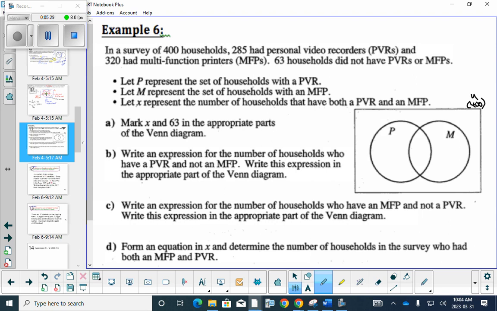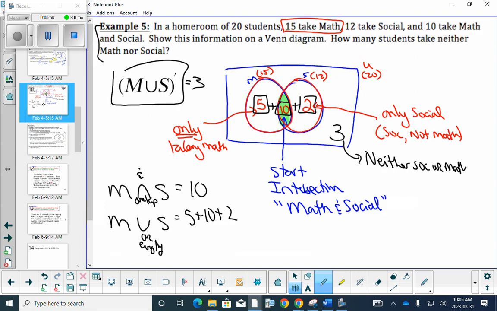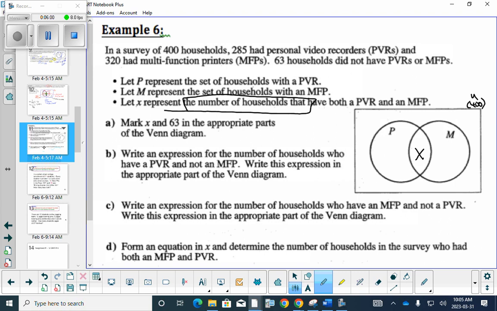So P is standing for PVR, M is standing for MFP. Okay. Let X represent the number of households that have both. So this right here, this both, that's where your X goes because you don't know what that number is. So when we go back to here, I knew that this whole circle added to 15. So I went 15 minus 10 to get 5. So what we're going to do with this one is we know this whole circle is 285. So I'm going to write 285 minus X.